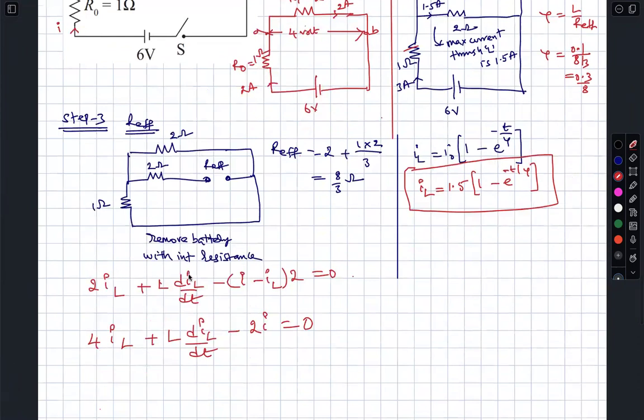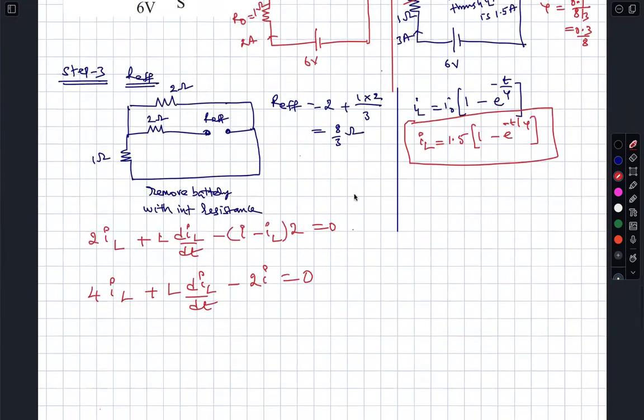Yes, sir. Now 4 times 1.5, that is 6, into (1 minus e to the power of minus t by tau) plus L, 0.1, times dIL by dt. That is 1.5 into minus of minus plus 1 by tau. Tau is 0.3 by 8, into e to the power of minus t by tau, minus 2I is equal to 0.